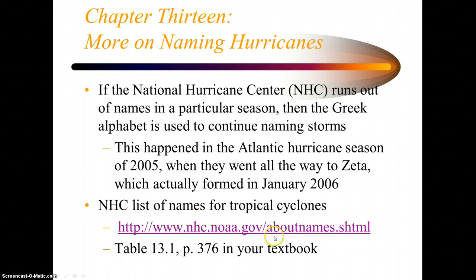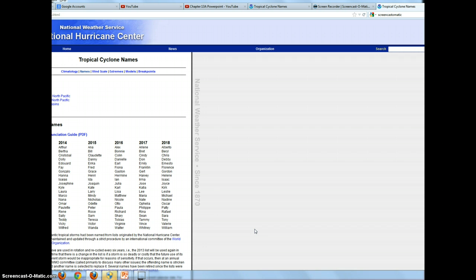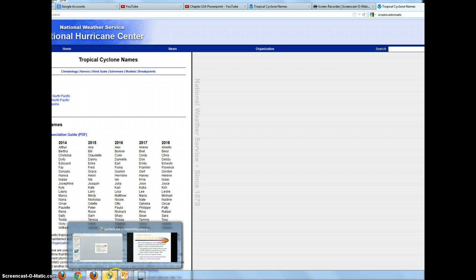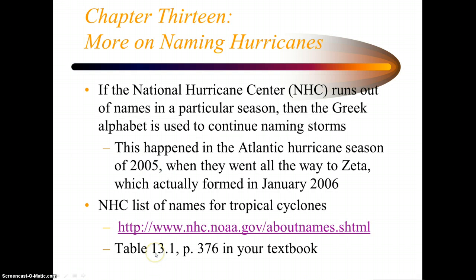You can look at table 13.1 or page 376 in your textbook, but here is the National Hurricane Center. I know part of this is off the screen, but you can look at it later on. This is the actual National Hurricane Center website showing you the names of the hurricanes.